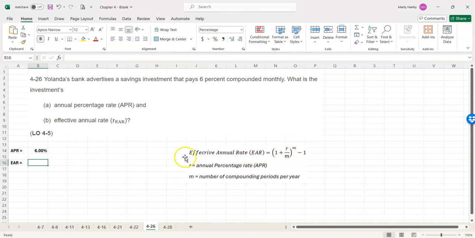plus the APR divided by the number of compounding periods. In this case, it's 12, and then we take it to the 12th power. So, equals 1 plus the 6%. We divide that by 12, and we'll close paren. Now I use my caret, and I take it to the 12th power, and I subtract 1. And then 6.17% is the effective annual rate.